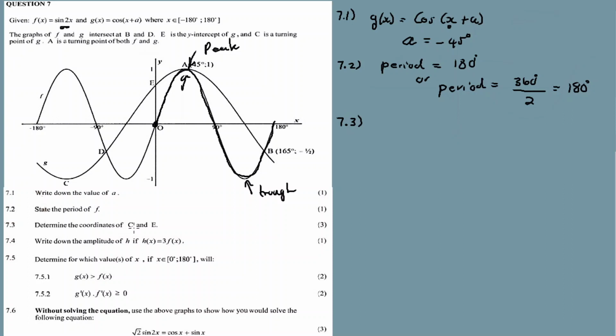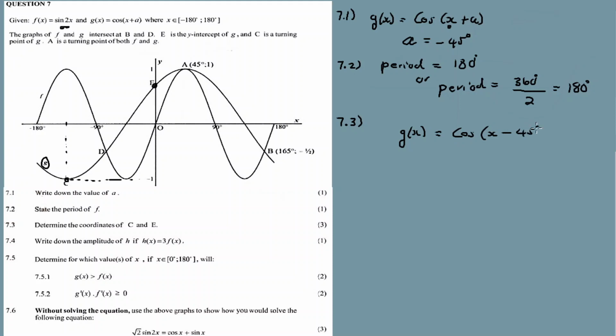7.3. Determine the coordinates of C and E. C is the turning point of g, and we want the x coordinate of C. And E is the y-intercept of g. So let's go to g. The function of g is cos of x minus 45 degrees.